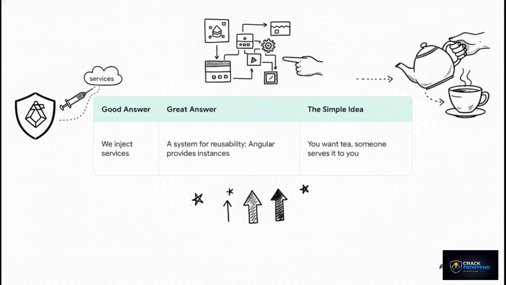And the analogy? It's perfect. Imagine you want a cup of tea. Instead of having to find the tea bags, boil the water, and make it yourself every single time, someone just hands you a perfect cup of tea. That's DI. It provides the dependencies, the things you need right when you need them.